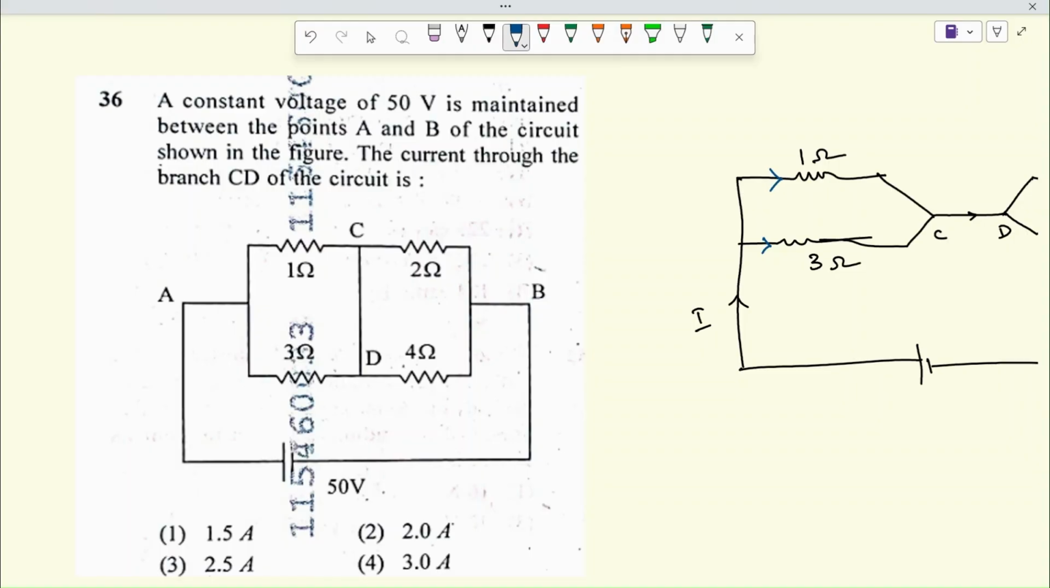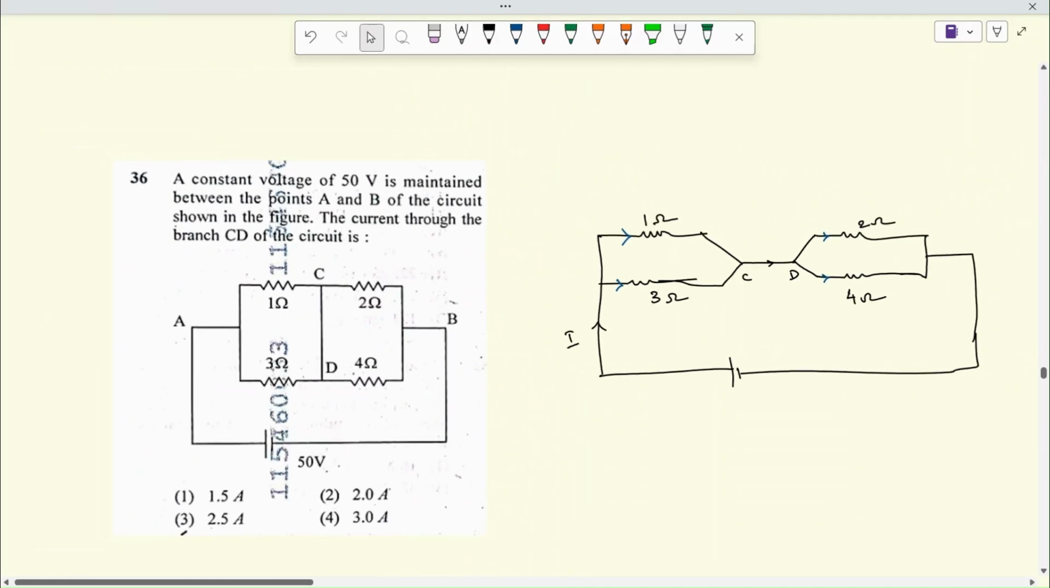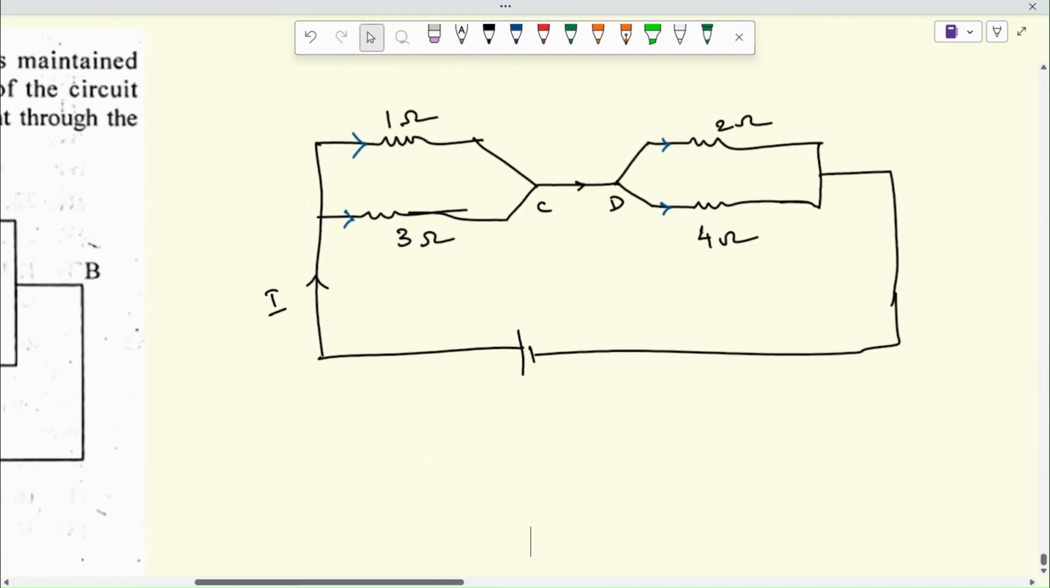So we can write the equivalent combination like this, right? Whereas the applied voltage is 50 volt. Now 1 and 3 are parallel. So if I say through 3 ohm, let us say the current is I1. Then since it is parallel combination, that 1 ohm will have 3 times of I1. Parallel combination, 1/3 of resistance.